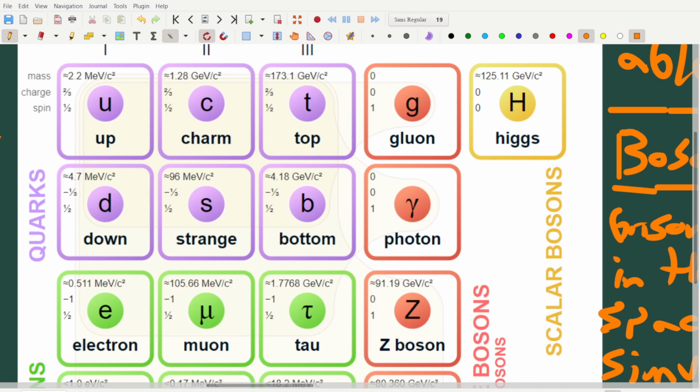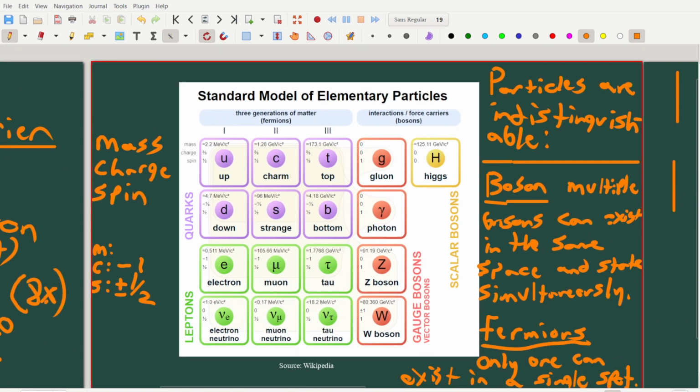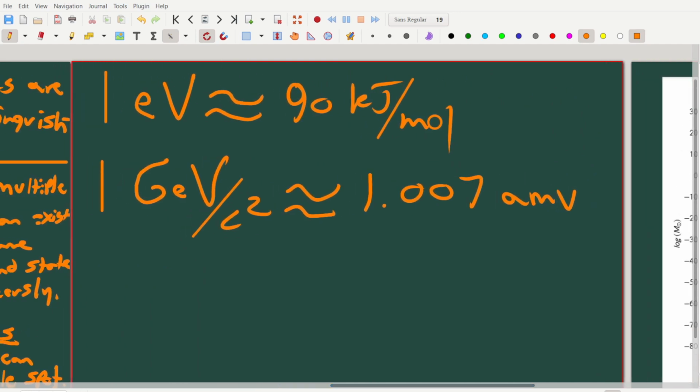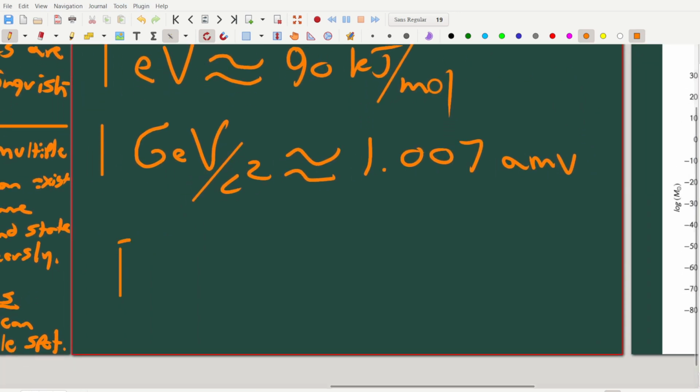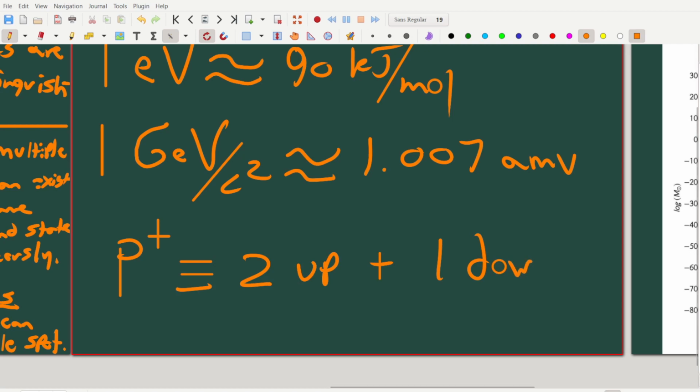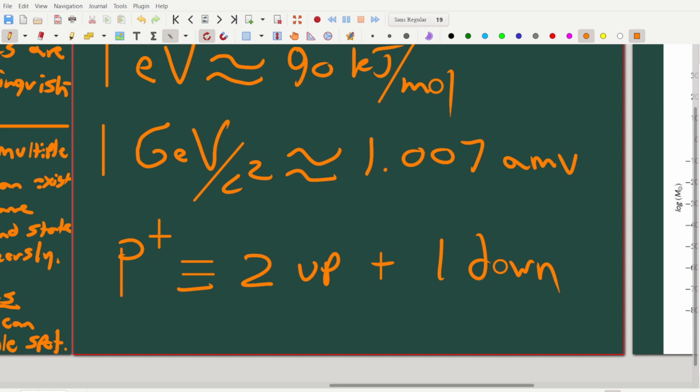So a proton turns out to be, I'll write it on the next page. A proton is 2 up plus 1 down quarks. So it's a conglomeration of 3 quarks together that are all stuck together with the strong force. The strong force is what keeps quarks kind of glued together.